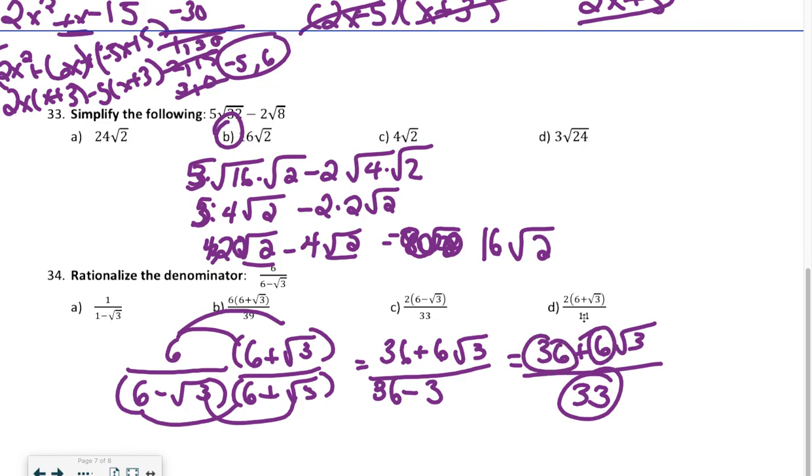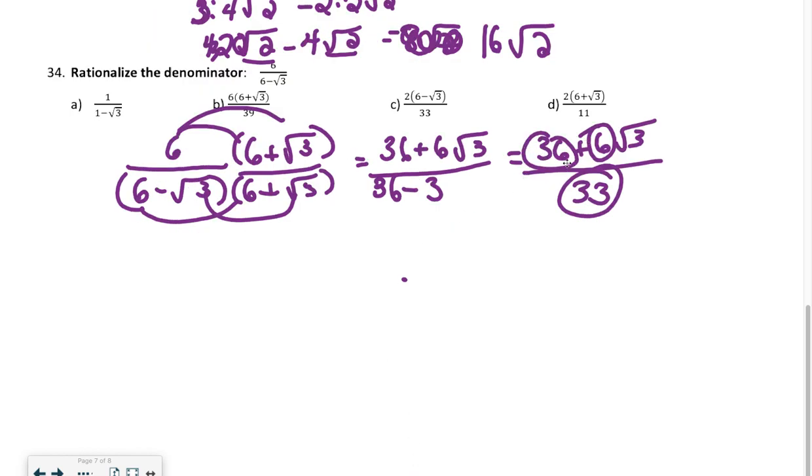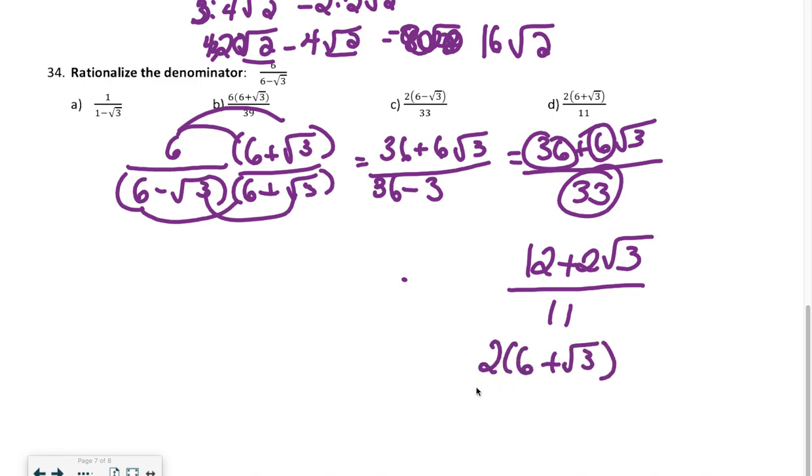If these three numbers have something in common, which in this case they do have 3 in common, you can reduce by that. 36 divided by 3 is 12, 6 divided by 3 is 2, and 33 divided by 3 is 11. Now, I just want you to notice that D is the answer, but what they did in D is they actually factored the numerator. They just did that more to trick you, so be on the lookout. If you notice, you could have distributed and matched your answer.